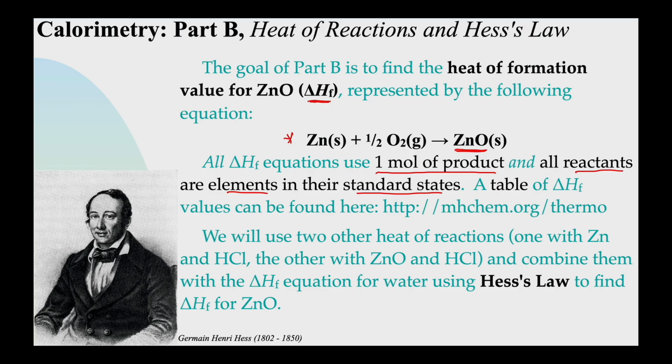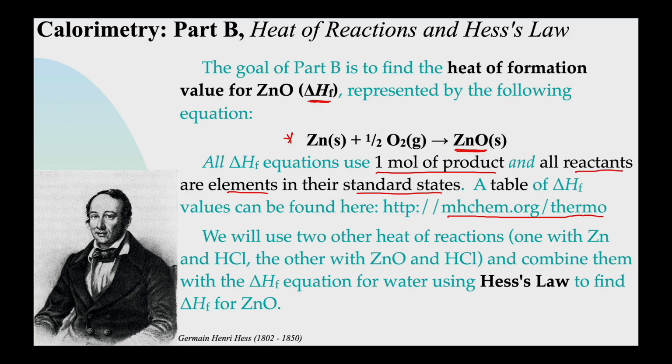In problem set number 5 of Chem 221 or at mhchem.org/thermo, there's a list of these delta HF values, and there's lots of things you can do. In lecture, we'll talk about delta H of products minus delta H of reactants. Those kind of delta H's are delta HF, formation, so they're super, super helpful for scientists. We're going to try and find one of those delta HF values, the delta HF for zinc oxide.